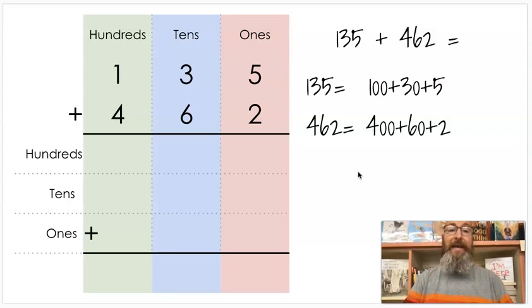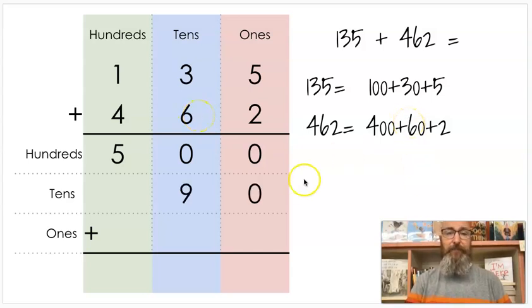When we add this up, we're going to start with the hundreds. I've got a 1 in the hundreds place and a 4 in the hundreds place. That 1 is 100, that 4 is 400. If I add those up, I get 500, which gives me 5 in the hundreds place. Next, I'm going to add the tens. I have 3 tens and 6 tens. That gives me 9 tens, and 9 tens makes 90. Same thing in hundreds. And last, I'm going to add the ones place. I have 5 ones and 2 ones, and that makes 7 ones.